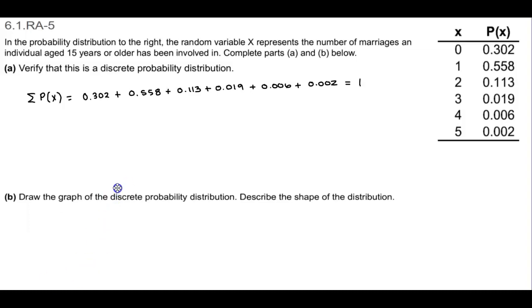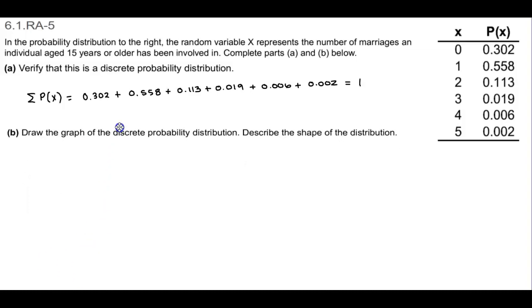Okay, now in part B, we want to draw the graph of the discrete probability distribution, and then describe the shape of the distribution. In order to construct the graph, the horizontal axis represents the values of the discrete random variable, and the vertical axis represents the corresponding probability. We draw vertical lines above each value of the random variable to a height that is the probability of the random variable.